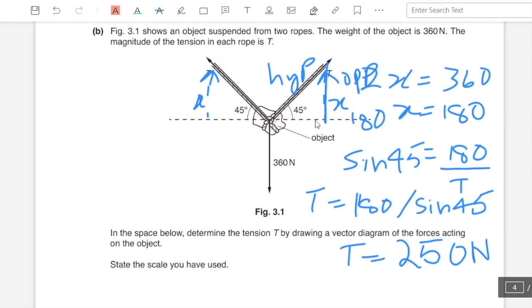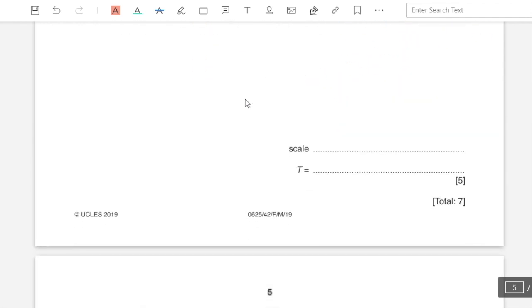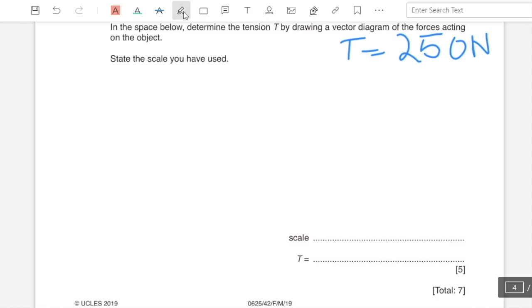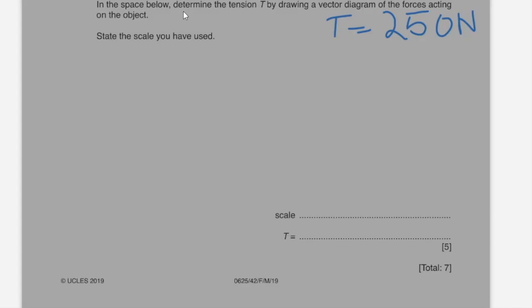Alright, so now we have calculated the size of T, which means we can now draw the parallelogram. First we need to decide the scale. I'll write the scale over here. The scale I'll be using is 1 centimeter is equal to 50 newtons. That means 250 newtons divided by 50, so my T over here is going to be equal to 5.1 centimeters.